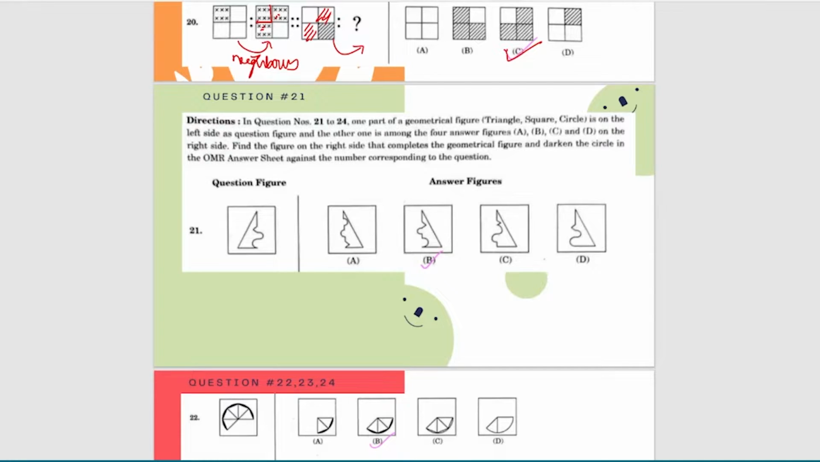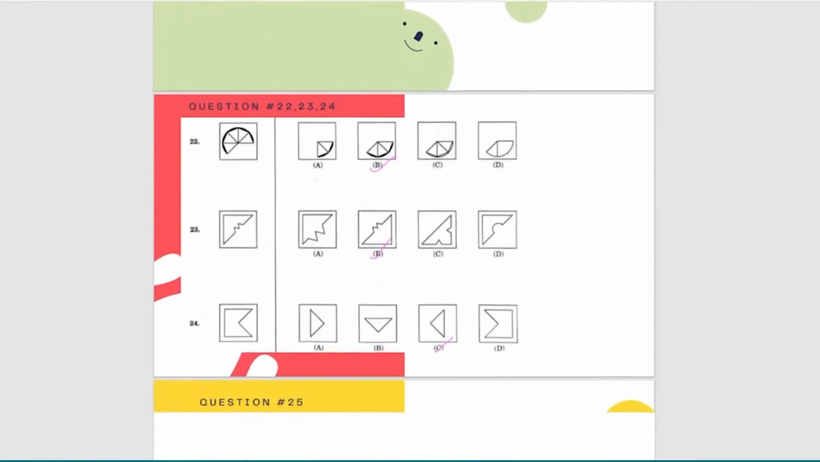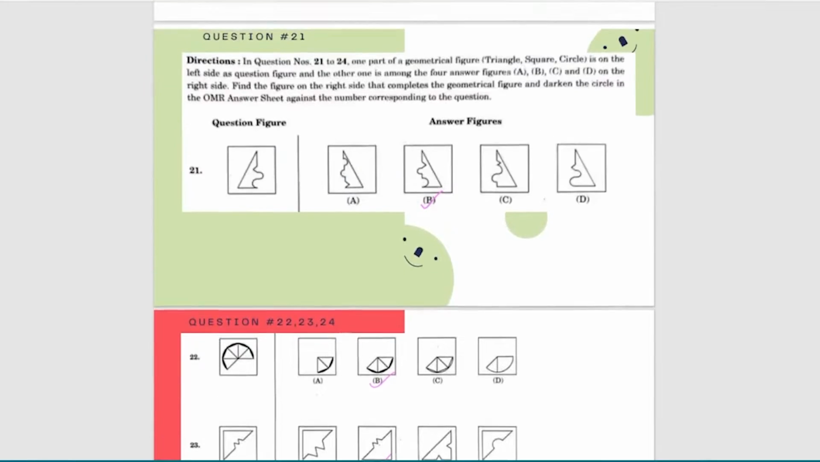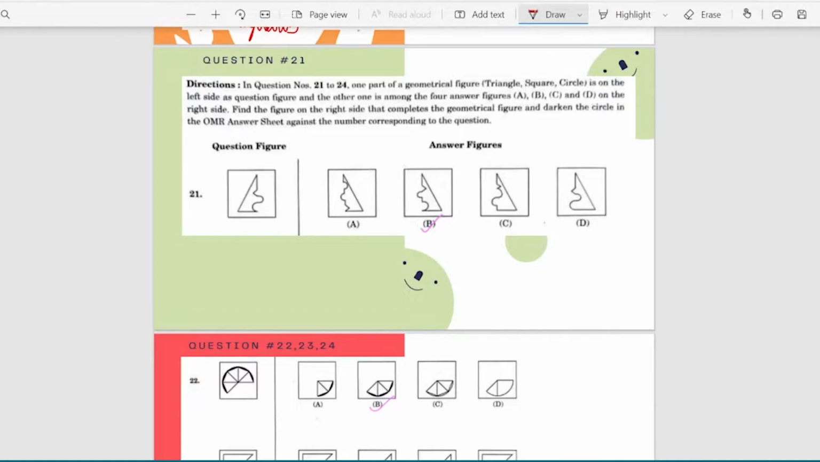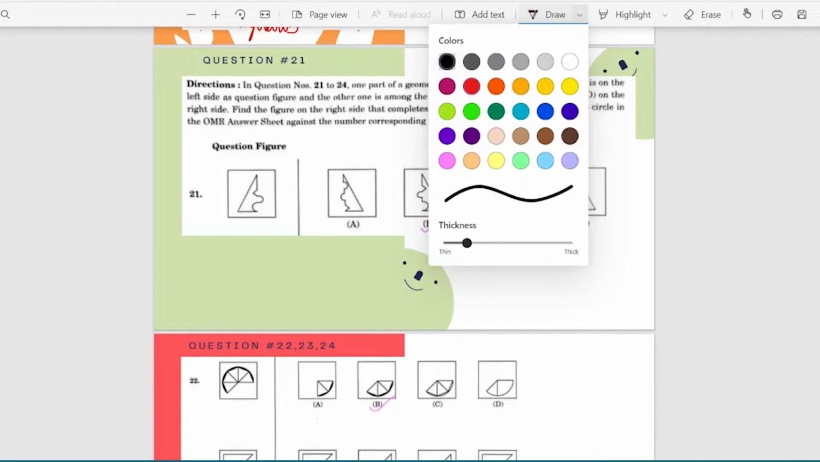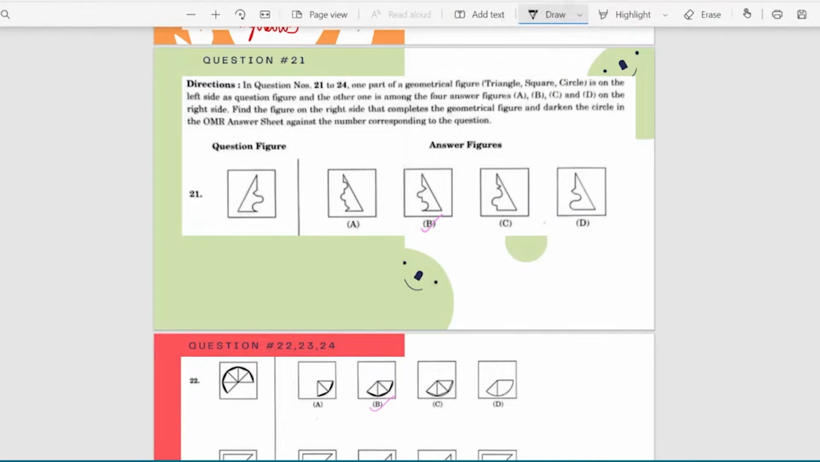So basically here we can see that this is one half of the triangle, and basically we have to complete the triangle, or complete the rectangle, or complete the square, or complete the circle. So how can we do this question easier? What we can do is, in the question figure itself we can make the triangle or square or rectangle. So let's see how we can do that.